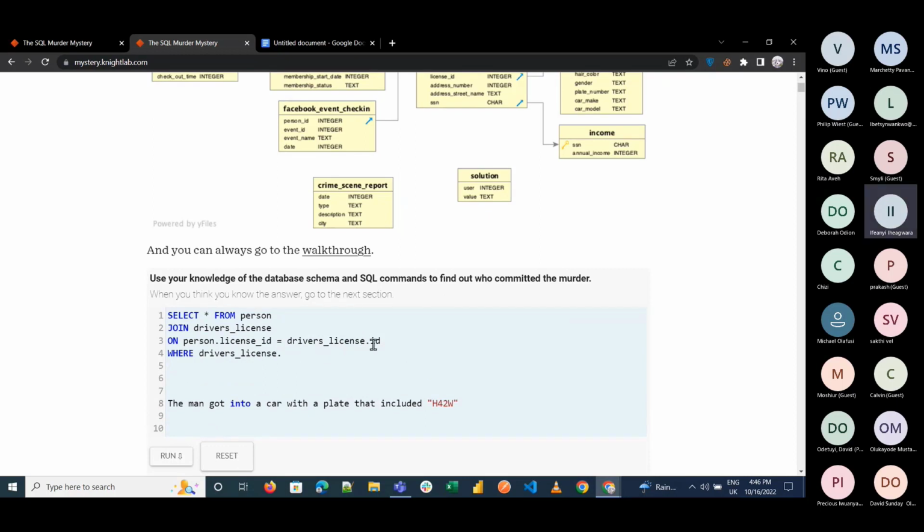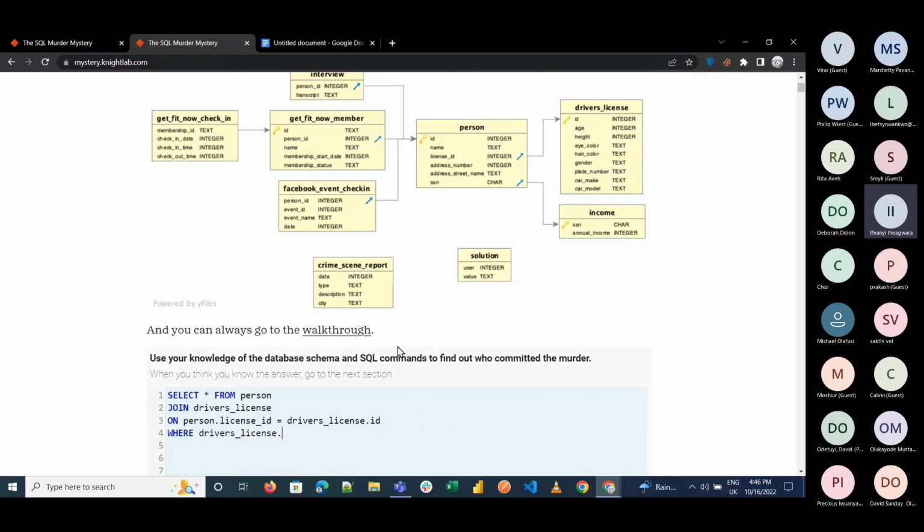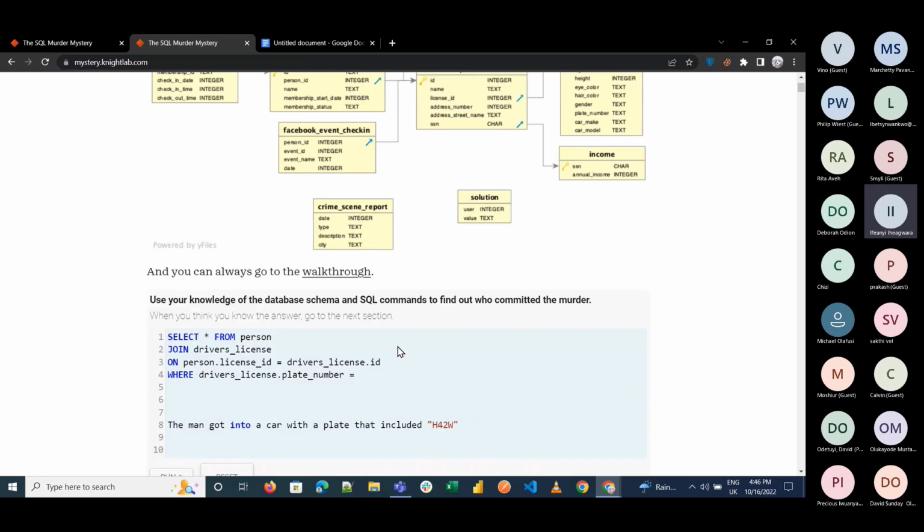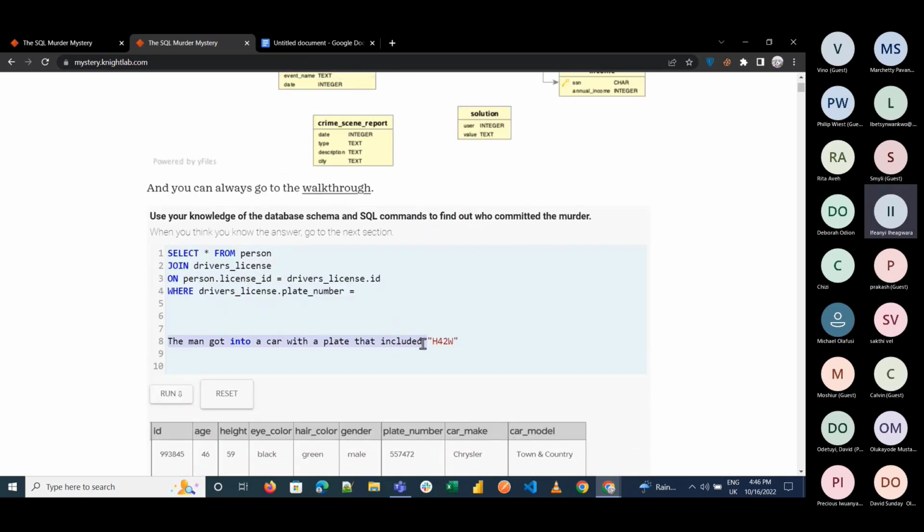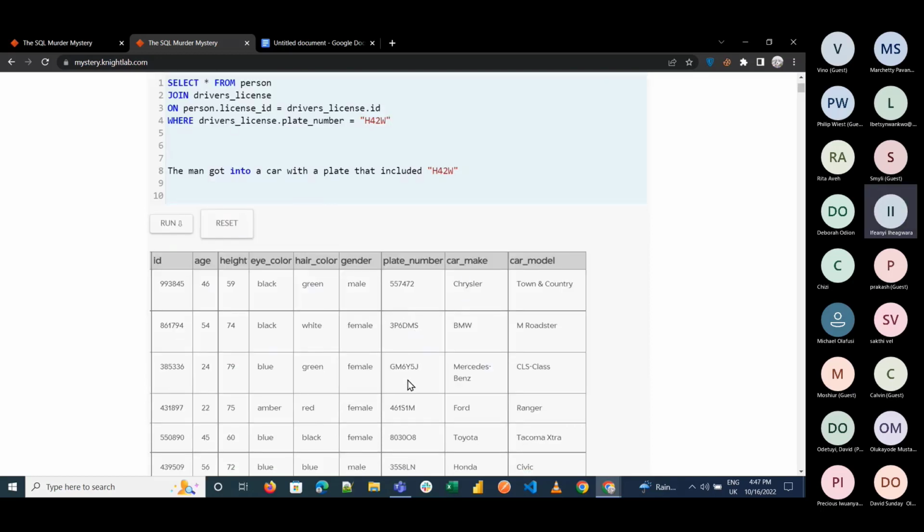So the driving license table is the table, and the dot gives the name of the column on that table. The column is called plate underscore number. So where the plate number is equal to this. But we said the plate number included this, so we're not very sure if this H4 to W is the first 4 digits of the plate number, or the last 4 digits, or in the middle. We have no idea, because the plate numbers are more than 4 digits.